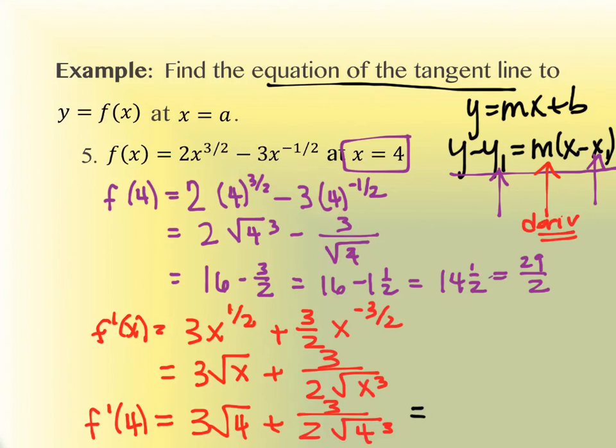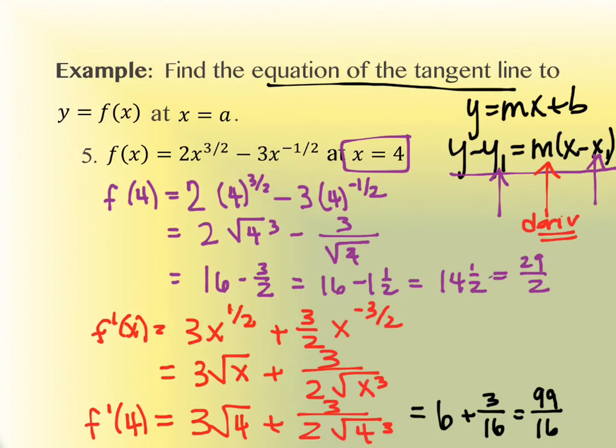Let's do one piece at a time. What is the 3 square roots of 4 at the beginning? 6. What is the 3 over 2 square root of 4 to the third? 3 over 16. And can someone find the expression for that as an improper fraction? 99 over 16. Somebody's pretty decent at fractions. That sounds right. You guys know how to change that if you needed to, right? You'd write the 6 as 6 times 16 over 16. All right, so my slope is 99 over 16.